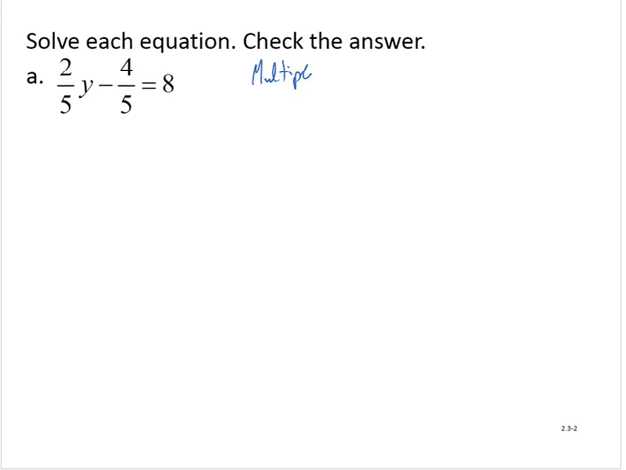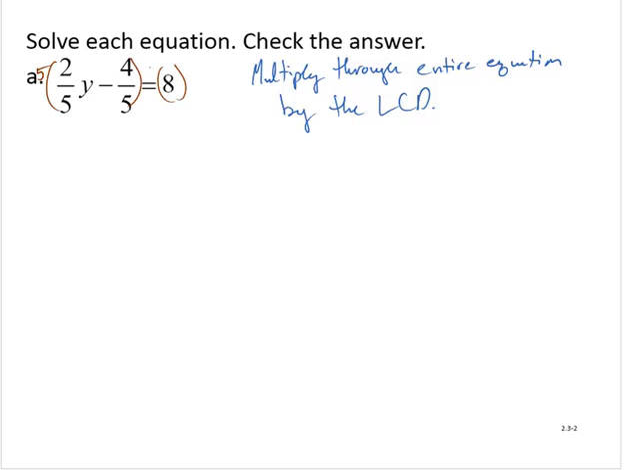I'm going to multiply through the entire equation by the LCD. Now in this case the LCD is 5. So I'm going to multiply through both sides of the equation by 5. Now remembering to apply the distributive property, that means I have 5 times 2/5 y minus 5 times 4/5 is equal to 5 times 8.